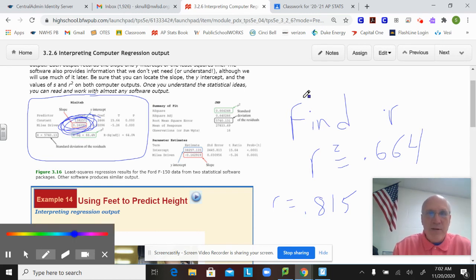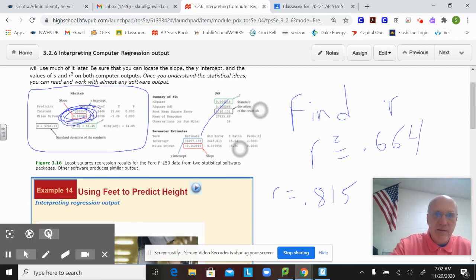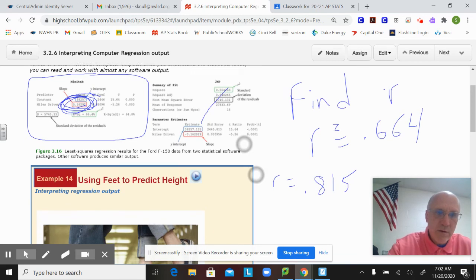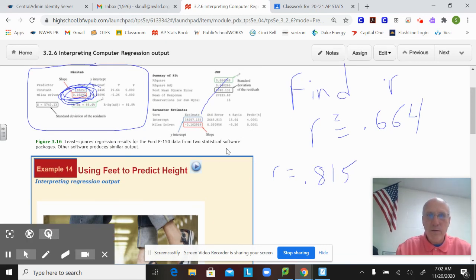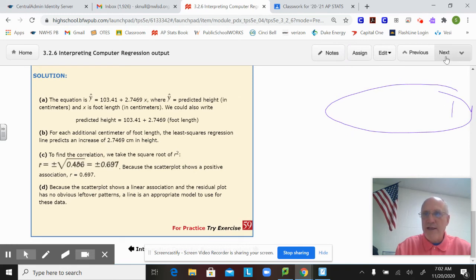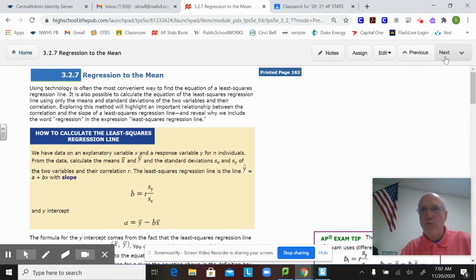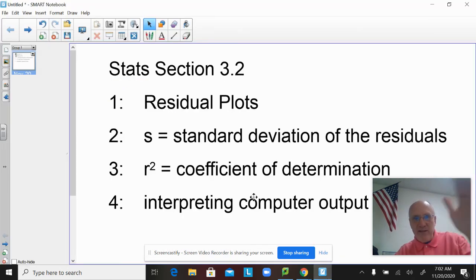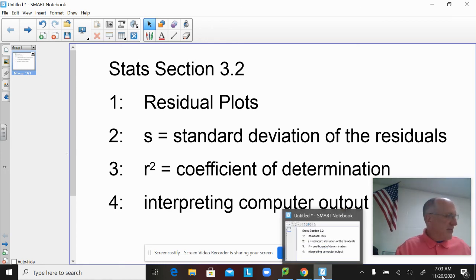Okay, let me scroll out here and make sure I'm not forgetting anything. Yeah, we're done. We just talked about all four of those things: residual plots, standard deviation of residuals, coefficient of determination, and interpreting computer output. And then the assignment based on this.